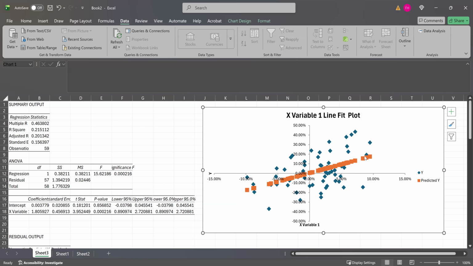Those values on those orange dots are going to form the best fit line. So those are the predicted values. And this line is chosen in a way to minimize the squared distance between each actual value and each predicted value. And as you can see here for Tesla, I have a very high level of variability relative to the market.